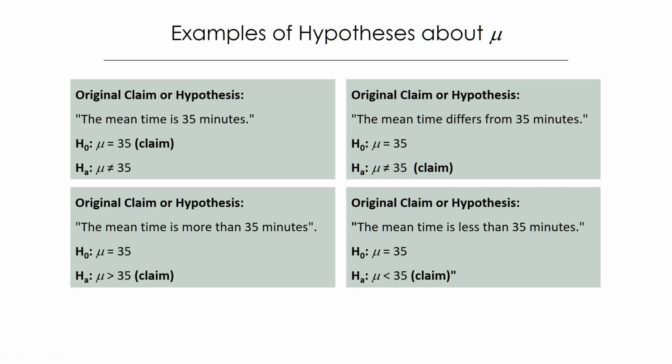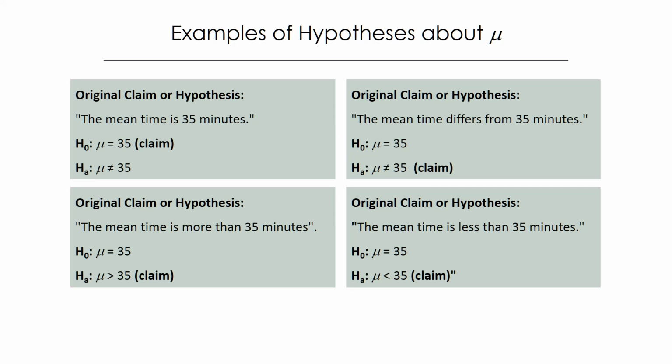And finally, the other type of situation would be claiming that the mean time is less than something like 35 minutes, and that's also the alternative hypothesis. In this case, HA is mu is less than 35. H0 is, again, that mu is equal to 35.